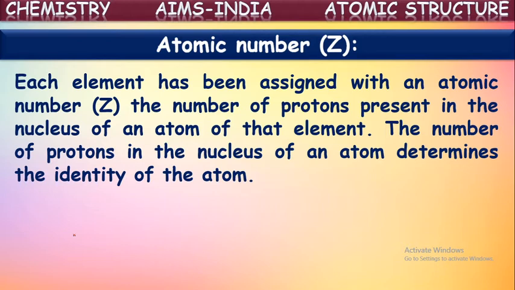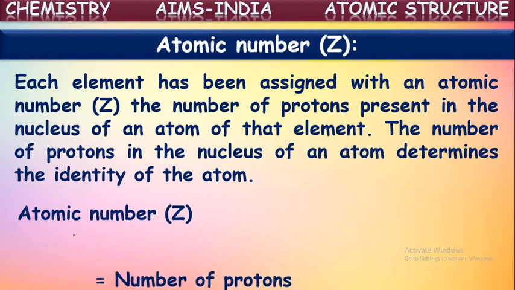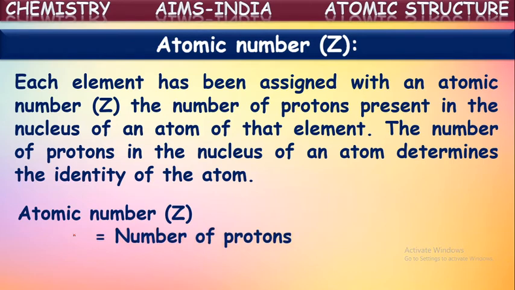Yes, as I told, for every element, the number of protons in its atoms will be fixed, unique. So based upon these number of protons present in the nucleus, its identity will be different from all the remaining. It will have some particular properties. So atomic number is equal to number of protons. For any element, number of protons gives its atomic number.